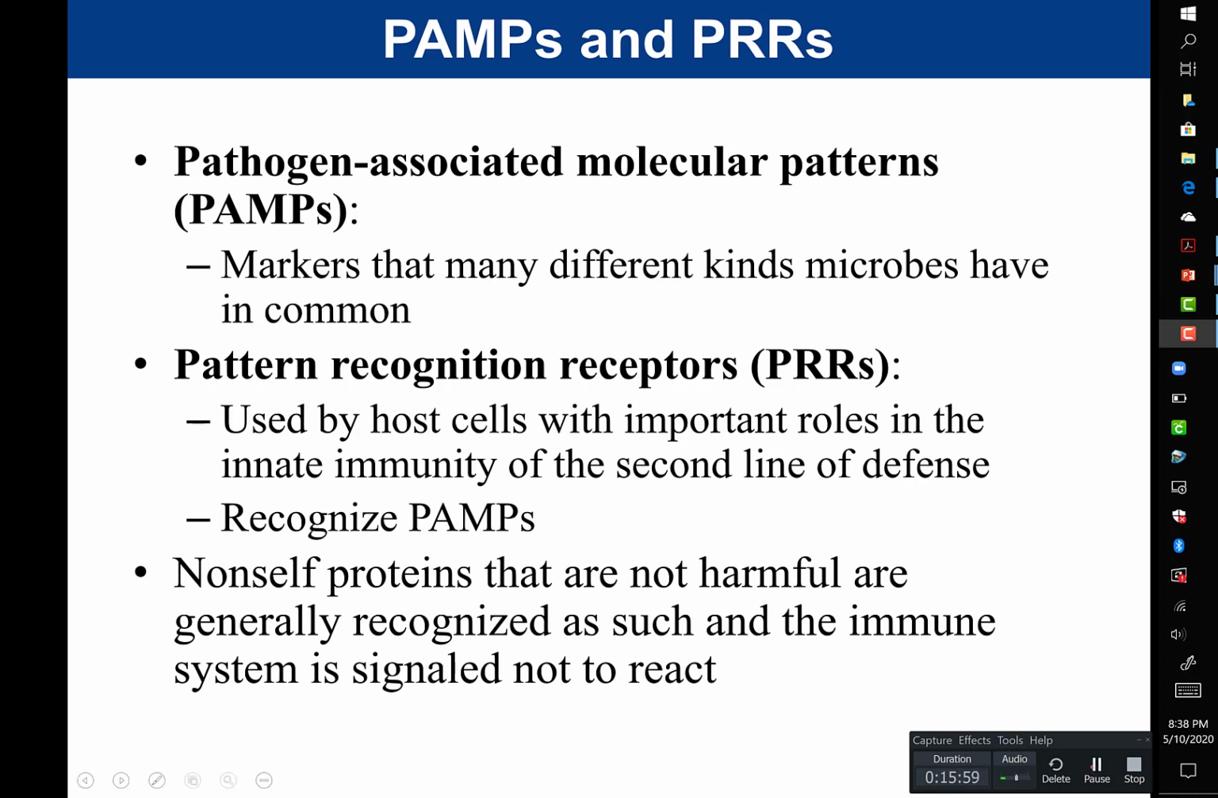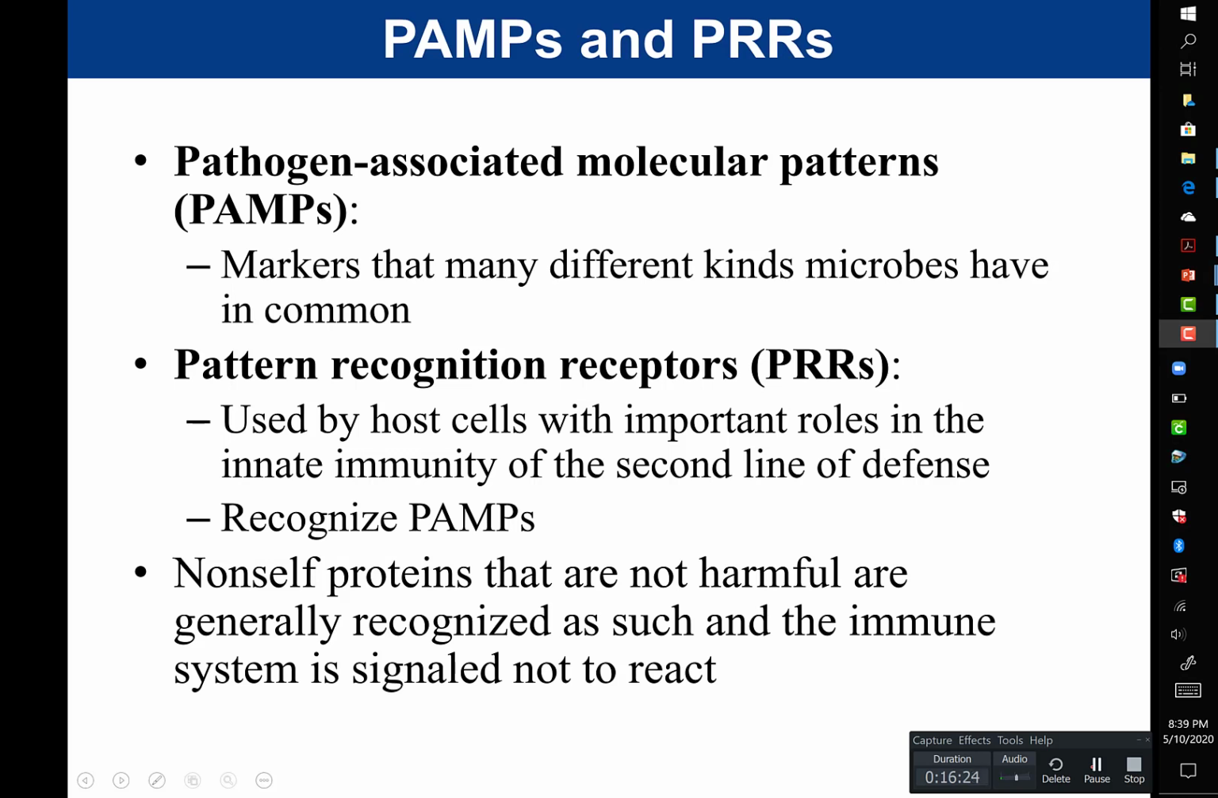So we have what are called pathogen-associated molecular patterns, or PAMPs. And again, these are markers that many different kinds of microbes have in common. And so the immune system recognizes these PAMPs because many microbes have it in common, and that allows the immune system to quickly recognize that that is foreign.